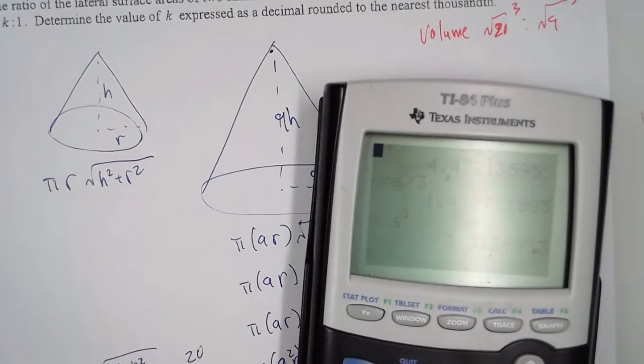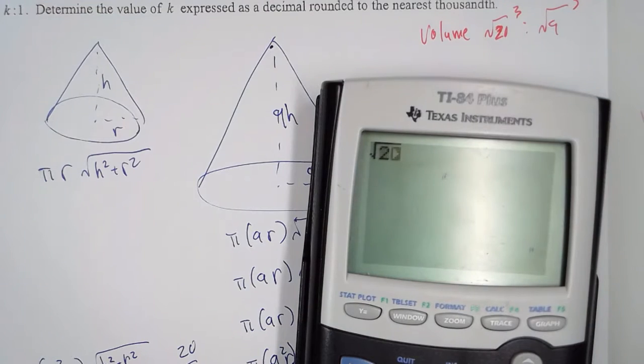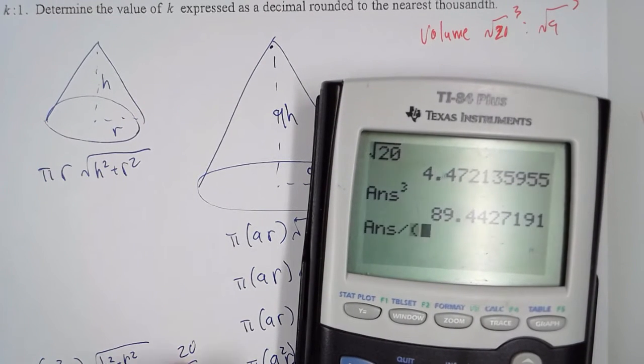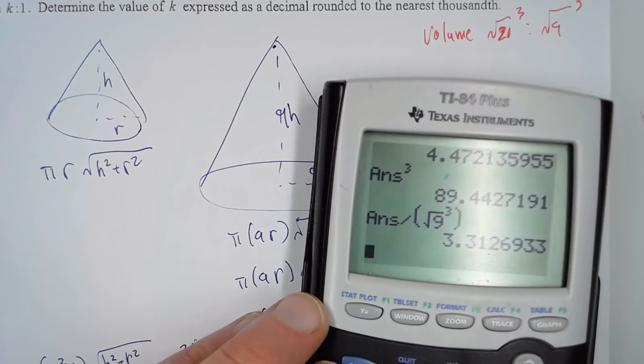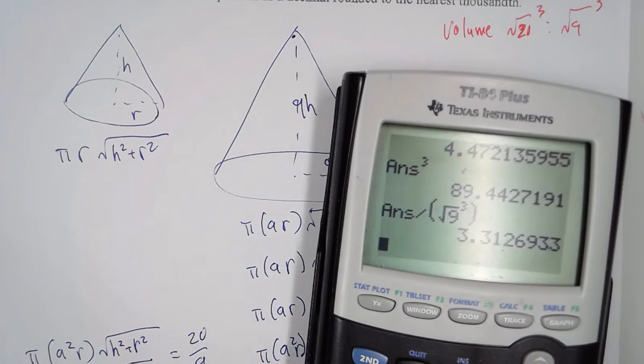And so if I calculate that, square root of 20 cubed divided by square root of 9 cubed, we end up with the same answer. So those are two ways to find our answer, and we're done.